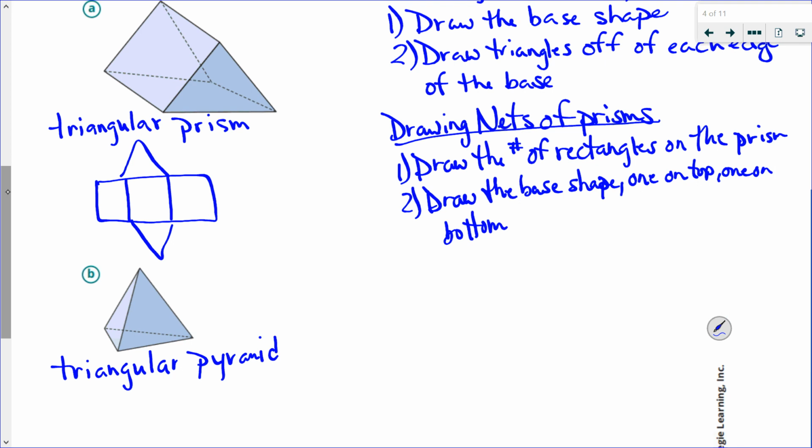Now, technically, because this is 3D, any of those could act as the base, but normally what we do is we draw it in the perspective they've given it to us. So I'm going to say that that triangle is my base shape. So that's the first triangle I'm going to draw. And then I draw triangles off of each edge of the base. So the triangles off of the edges are all going to have the same height, and they're all going to come right off of that.